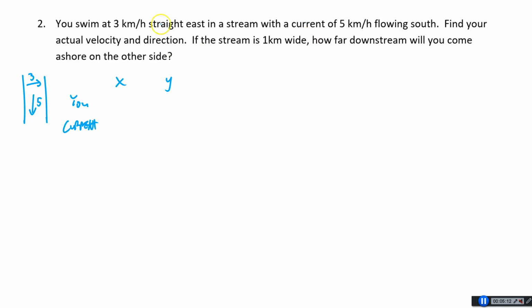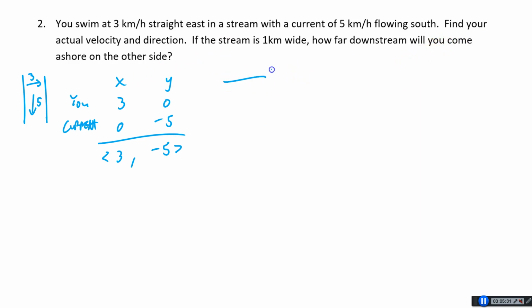Okay, so you are swimming 3 straight east, so that is only an x component, 3, 0. And the current is going 5 kilometers south, so that would be 0, -5. If we add those together, their resultant vector is going to have components 3, -5. Find your actual velocity and direction.